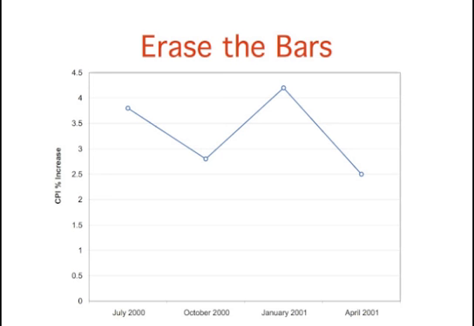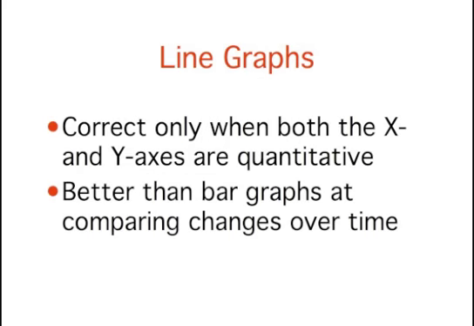Although bar graphs and line graphs are similar, line graphs emphasize the change from period to period more clearly than do bar charts. Line graphs are appropriate only when both the x and y axes display quantitative, rather than qualitative, variables. Although bar graphs can also be used in this situation, line graphs are generally better at comparing changes over time.